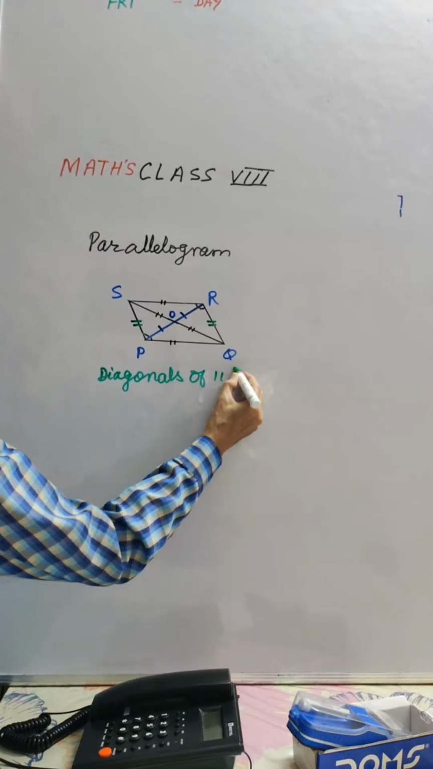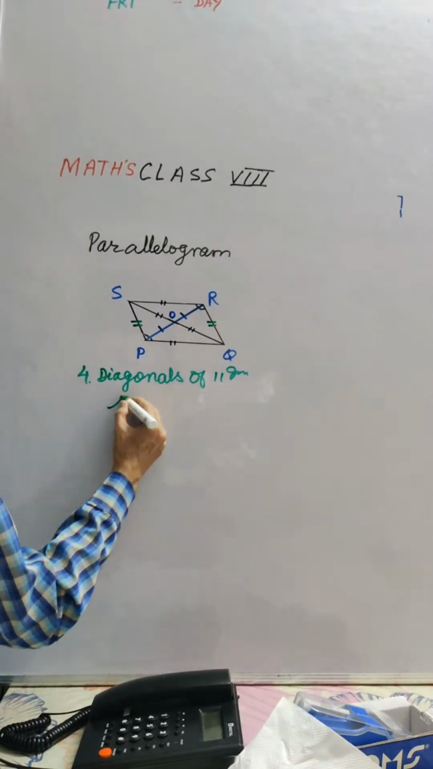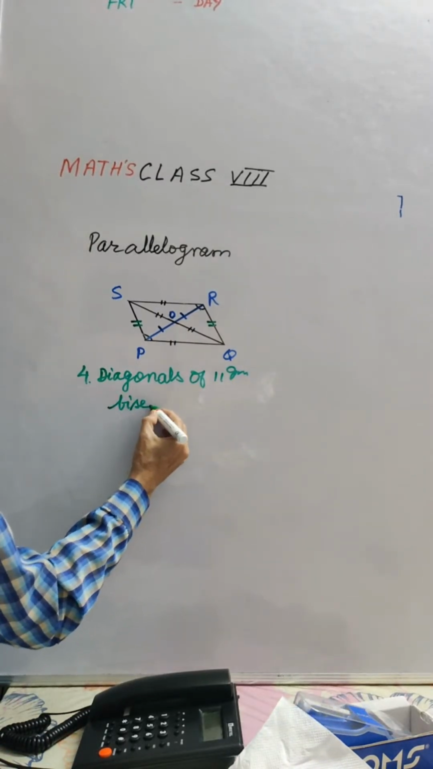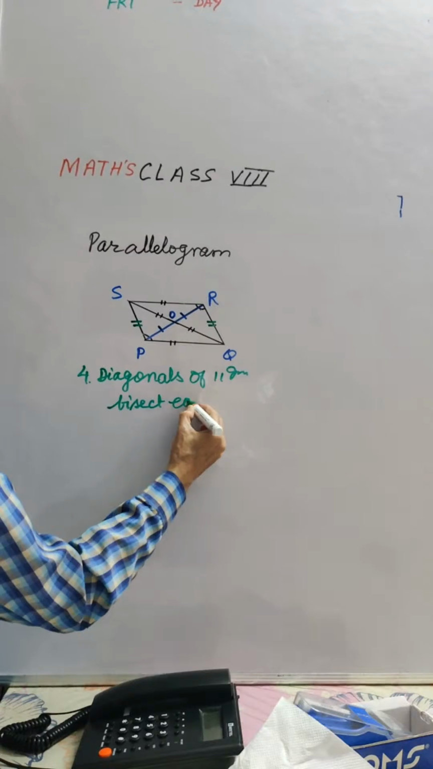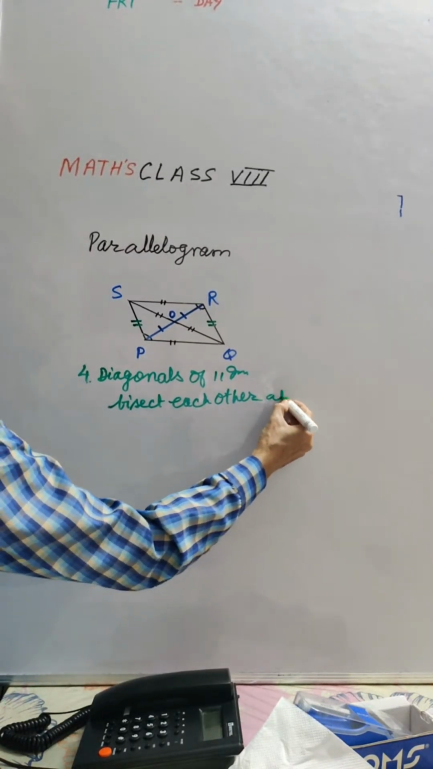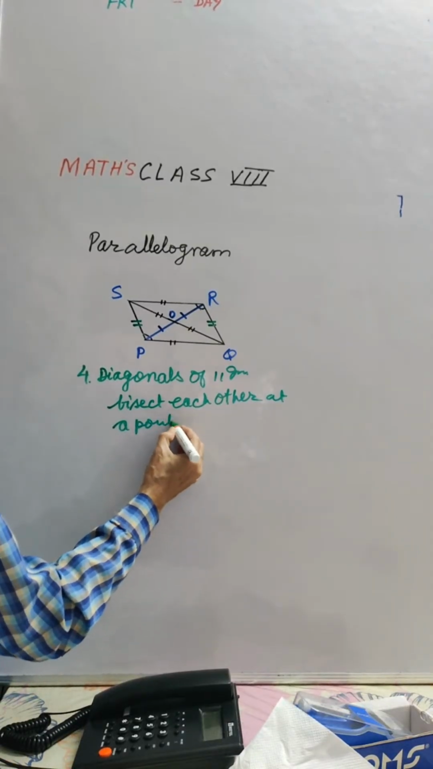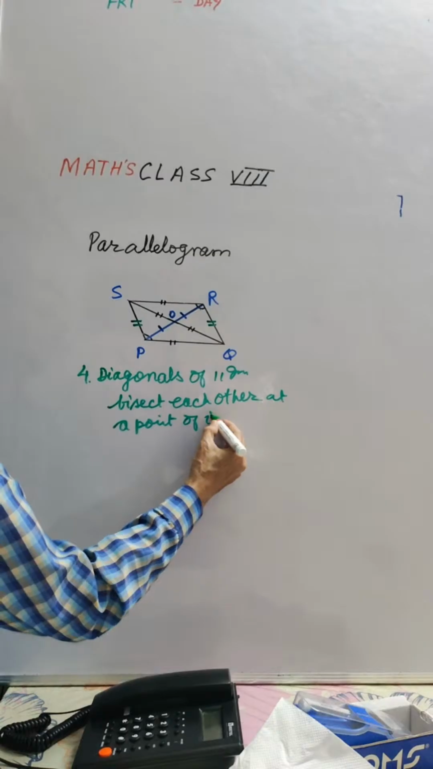Diagonals of parallelogram. Property number 4. Diagonals bisect each other at a point of intersection.